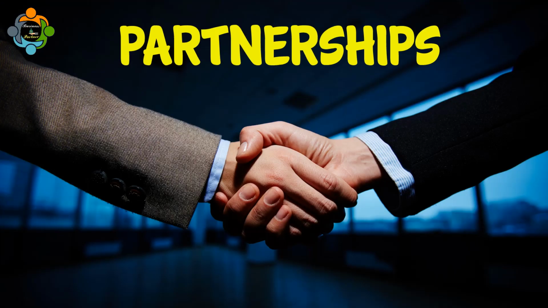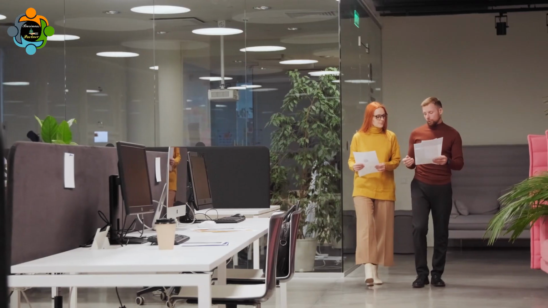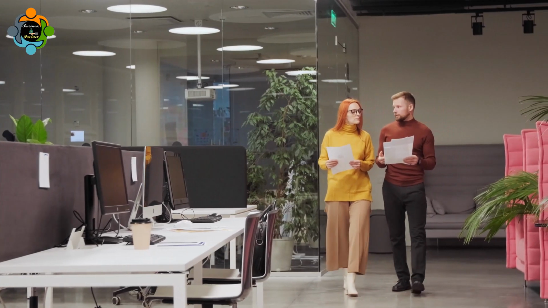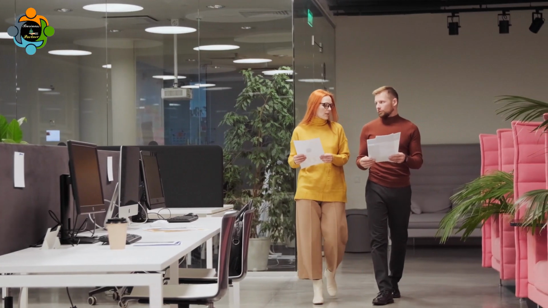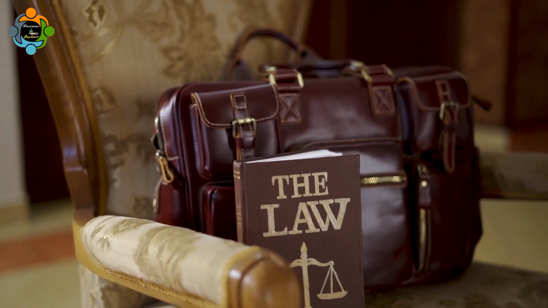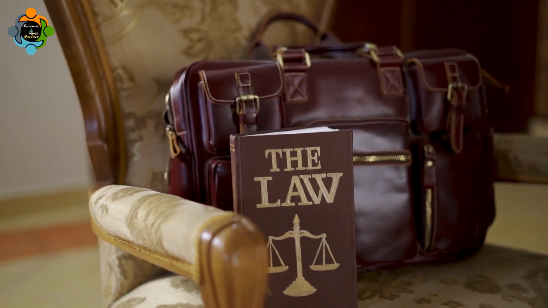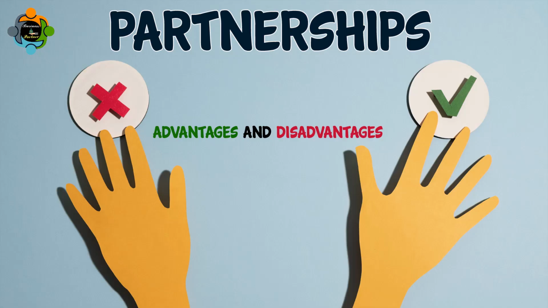Next, we have partnerships. This is when 2 or more people run a business together. They share the profits and responsibilities. For example, a law firm like Smith & Johnson attorneys, where 2 or more lawyers share ownership and responsibilities. Let's discuss advantages and disadvantages of partnerships.